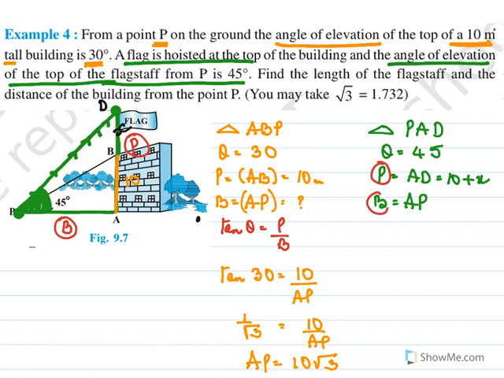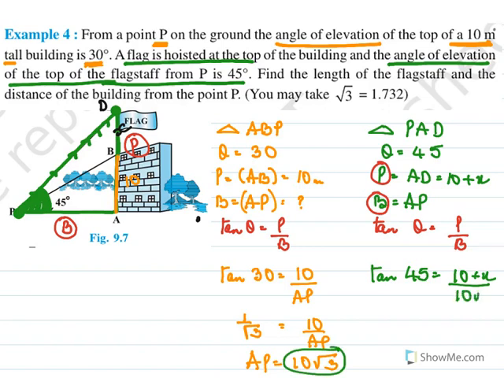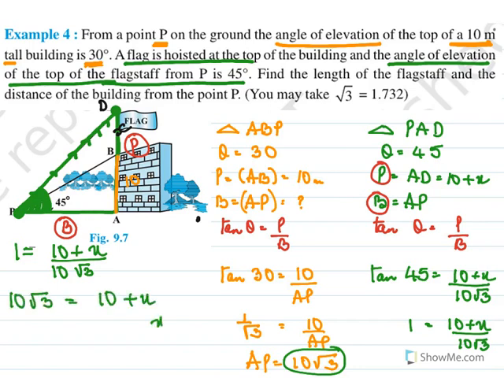Now we have perpendicular and base, so we take tan theta, perpendicular over base, and tan 45, here 45 is the angle, equals perpendicular 10 plus x over AP. But AP we already found, 10 root 3. So I'll write 10 root 3 here. Tan 45 is 1. So 1 equals 10 plus x over 10 root 3. When we cross multiply, 10 root 3 equals 10 plus x. So x equals 10 root 3 minus 10. Taking 10 common, 10 into root 3 minus 1 equals x.